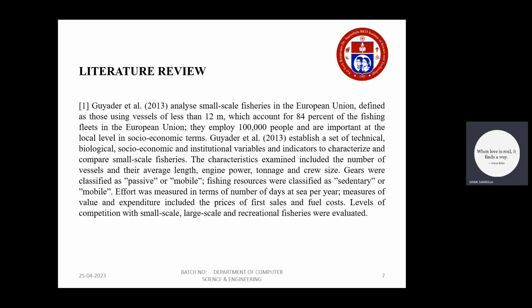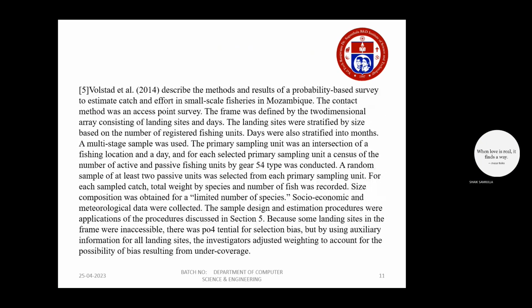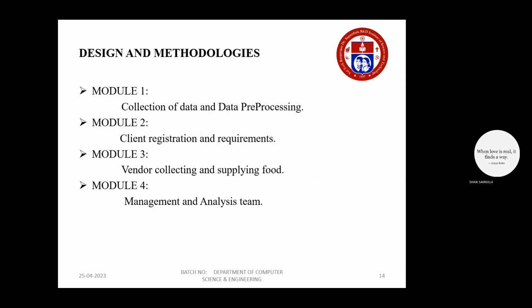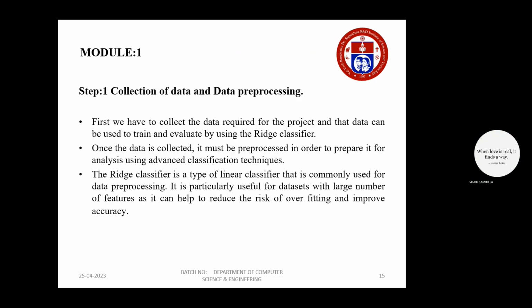So these are the literature reviews that we have collected. So here the design and methodologies of our project contain 4 modules. In the first module, we are collecting the data and preprocessing the data. In module 2, client registration and requirements, module 3 is vendor collecting and supplying food, and module 4 is the management and analysis team.